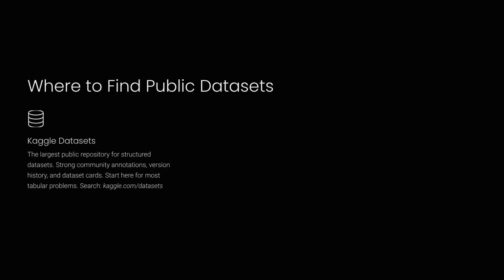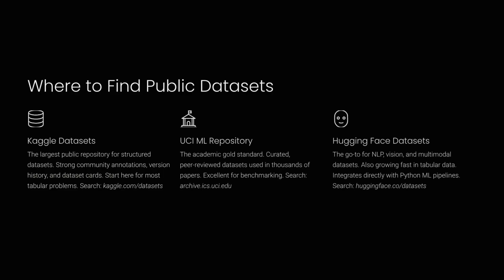Chapter 2. Step 2 is to find and download the data. We'll discuss where to look, what to check before downloading, and how to read a dataset card. Public datasets can be found in several repositories. Kaggle is the largest for structured datasets. The UCI ML repository is the academic gold standard. Hugging Face datasets is the go-to for multimodal data and growing fast in tabular data.